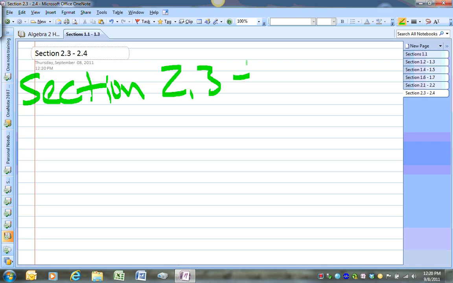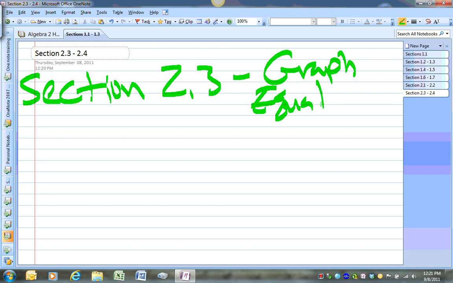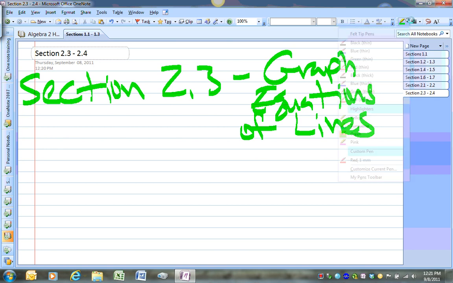Section 2.3 is about graphing equations of lines. So there's a few ways you can do this, but I'm going to show you the way I prefer.